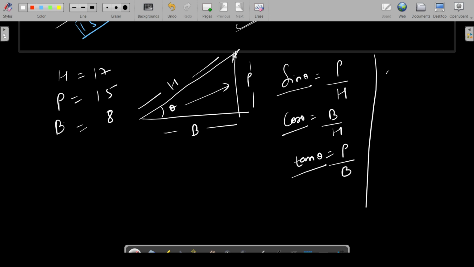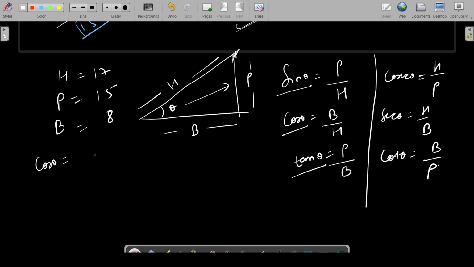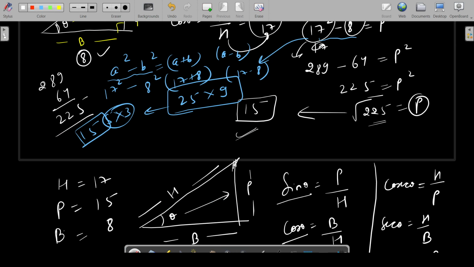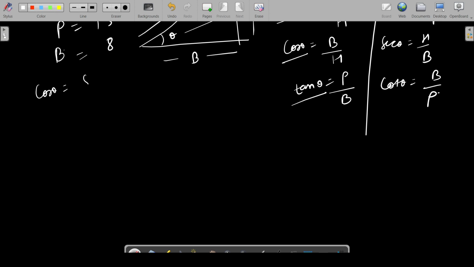From sine theta I am going to get cosec theta, that is hypotenuse upon perpendicular. From cos theta I am going to get sec theta, that is hypotenuse upon base. And from tan theta I am going to get cot theta, that is base upon perpendicular. Now cos theta is already given: cos theta is 8 upon 17, 8 by 17, okay?